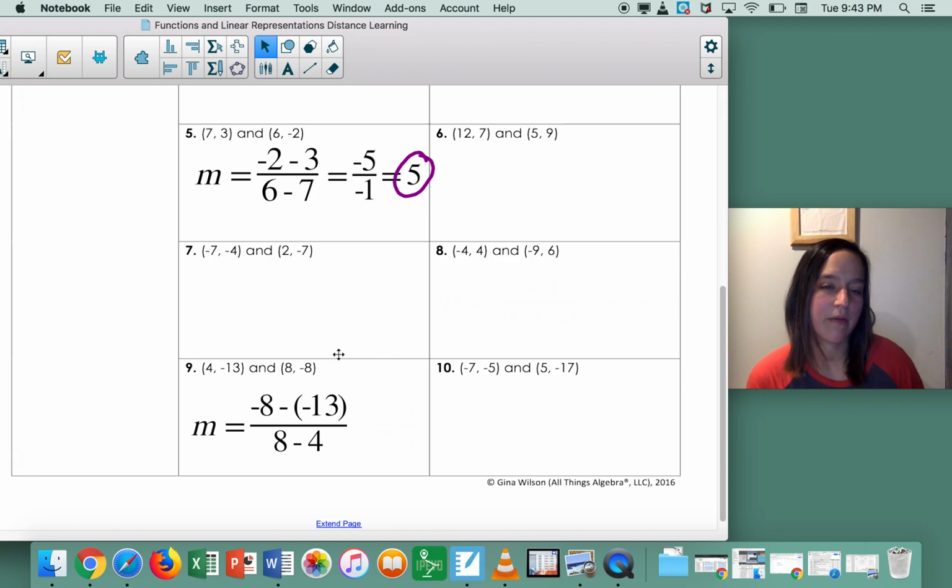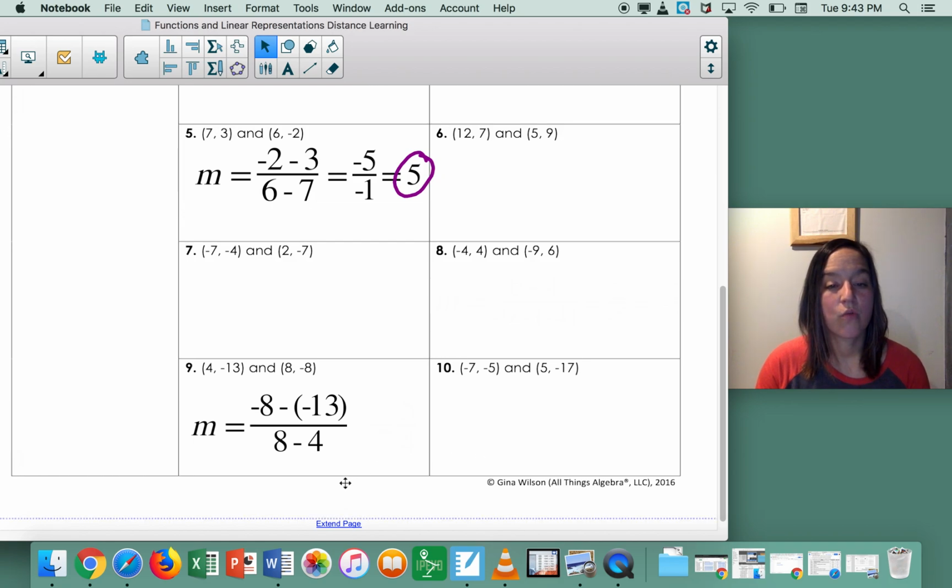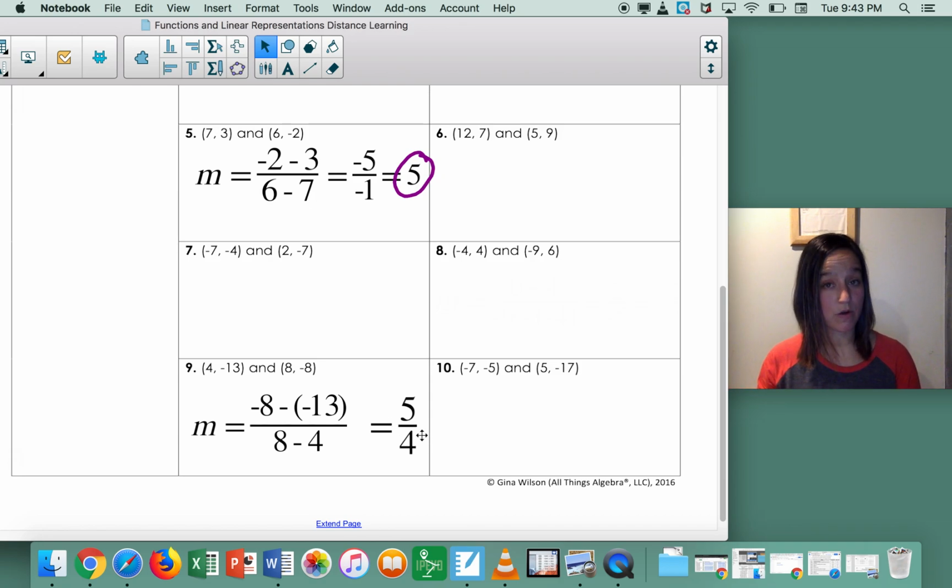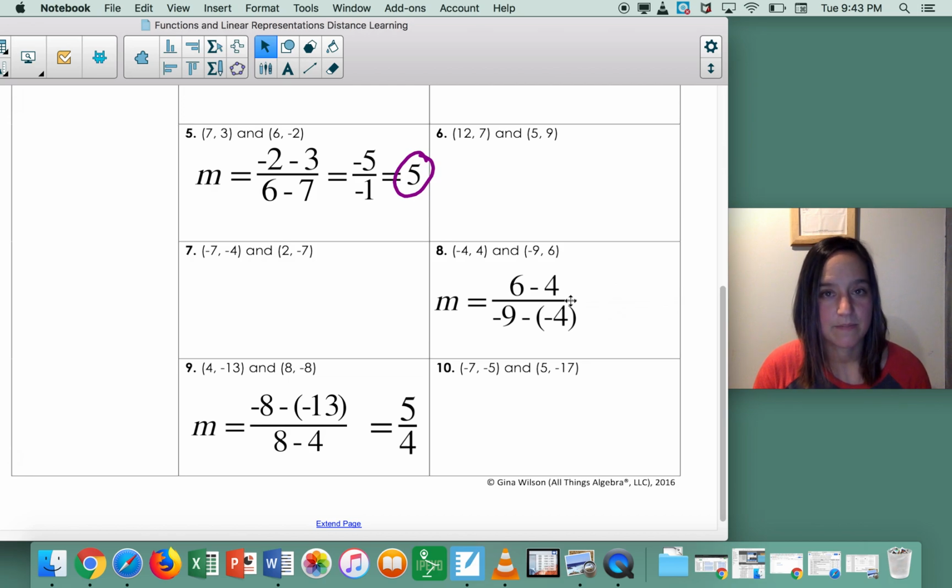So with this one, I made the 4, negative 13 my sub 1's and the 8, negative 8 my sub 2's. And so with that, I say negative 8 minus negative 13, over 8 minus 4. That gets me 5 over 4. Notice I didn't change that. Notice I didn't make it into 1 and 1/4. You will never, ever, ever change a slope into a mixed number. And so we just have to be careful that we remember that we're not doing that. Okay. We're going to scoot back up to number 8.